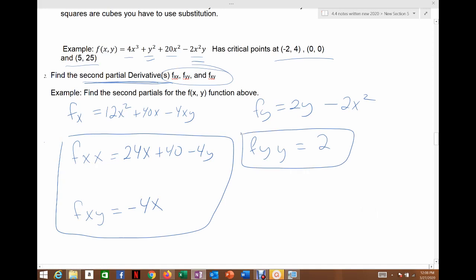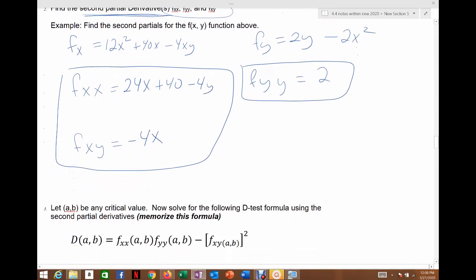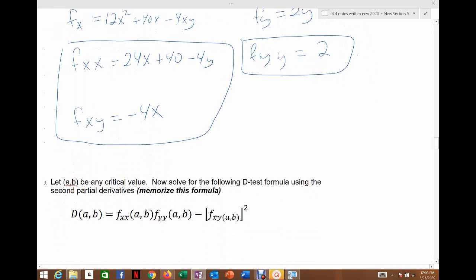And now to the formula, what's called the D formula. That's why this is also known as the D formula test. So remember, we have critical values. So (a, b) is just a critical value.